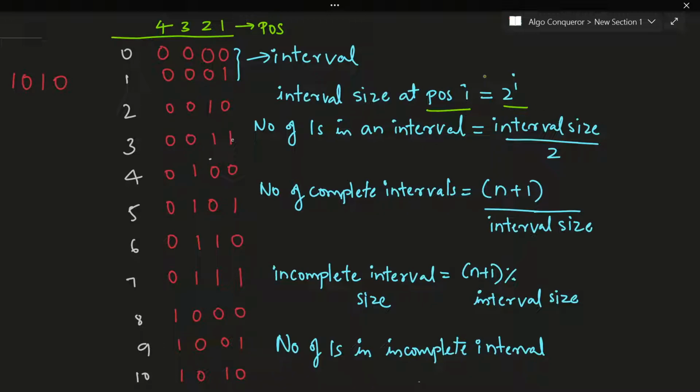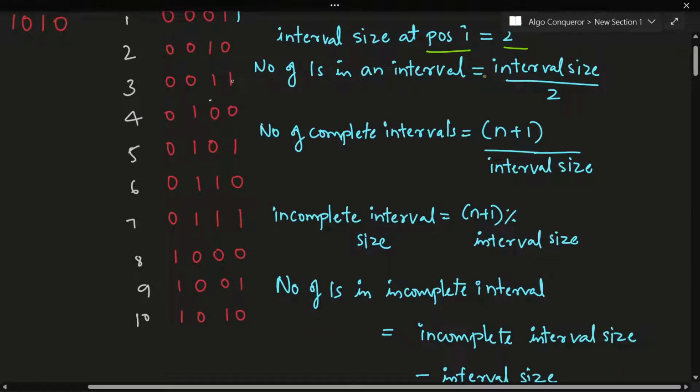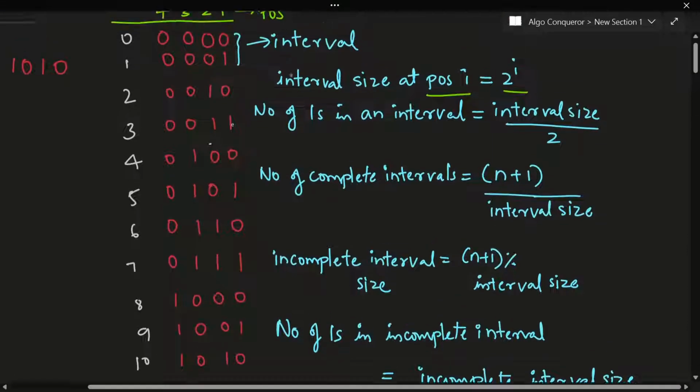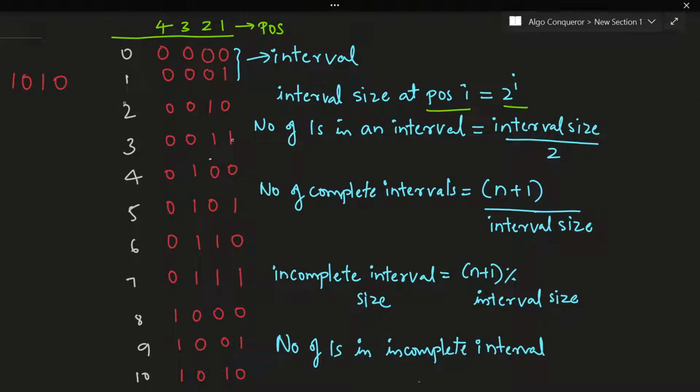I hope you all agree on this. Now, as you notice, in each interval the number of zeros and ones are equal, which means the number of ones is exactly half of the interval size. This is the next formula.